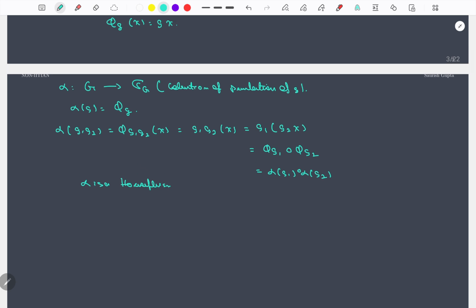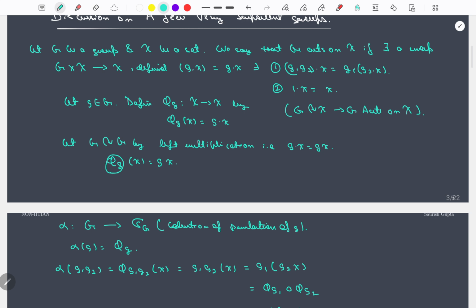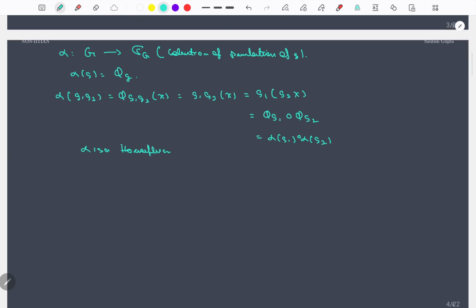Something I forgot to mention, that this need not be a homomorphism in some sense. Okay, so this is just a map. This is quite an observable homomorphism.